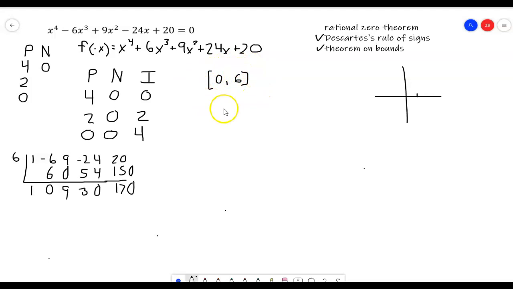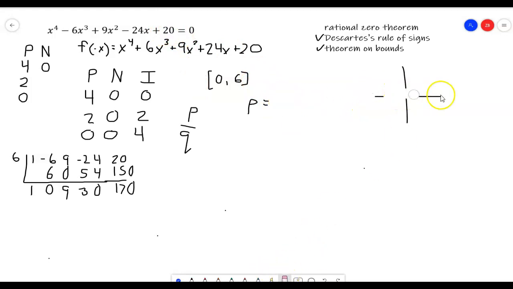So now let's use the rational root theorem. Now, if I was actually working out this problem, that's probably the first thing that I would do. But let's go ahead and do that. So the rational root theorem says that if I take P over Q, where P is all the factors of the constant term.